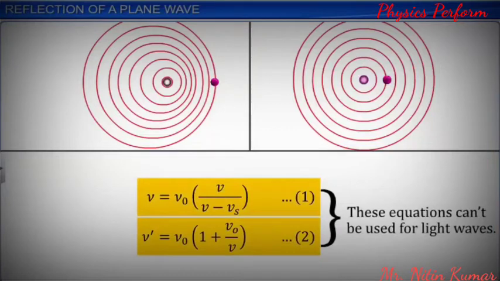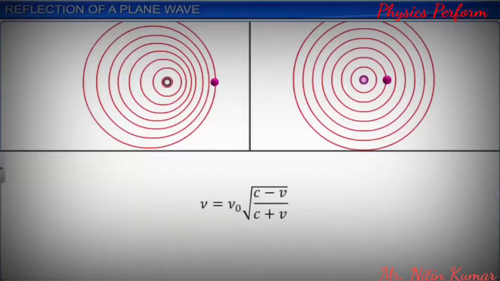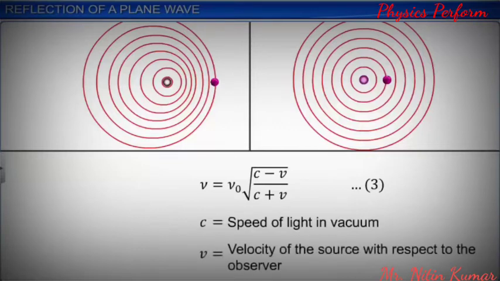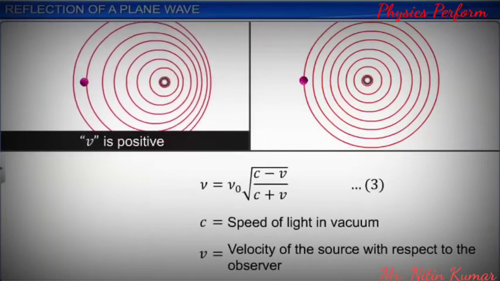The expression for the Doppler effect of light is predicted based on the theory of relativity. The expression is nu = nu0 sqrt((c - v)/(c + v)). Let this be equation 3. In this expression, c is the speed of light in vacuum and v is the velocity of the source with respect to the observer. v is taken along the line joining the source and the observer. v is positive when the source moves away from the observer and is negative when the source approaches the observer.